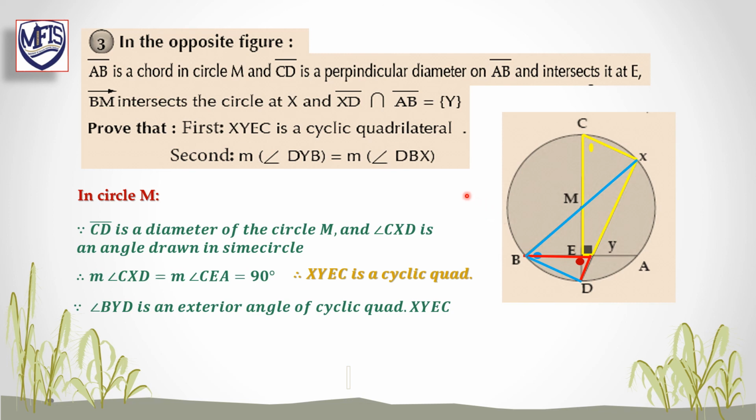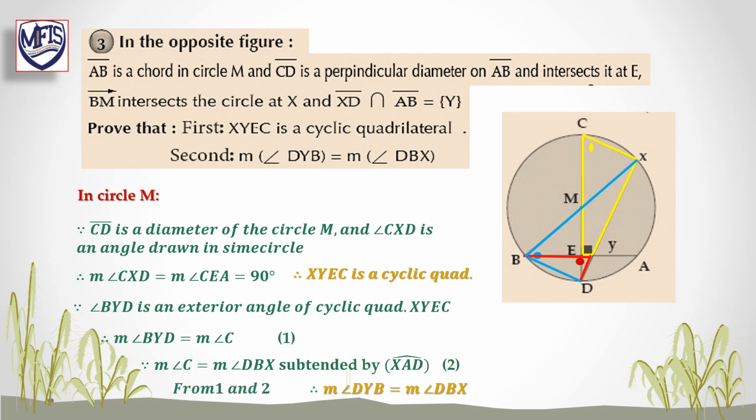Let's see our steps. Since angle BYD is an exterior angle of cyclic quad XYEC, therefore measure angle BYD equals measure angle C. This is number 1. Since measure angle C equals measure angle DBX subtended by the same arc XAD, this is number 2. From 1 and 2, therefore, measure angle BYD equals measure angle DBX.